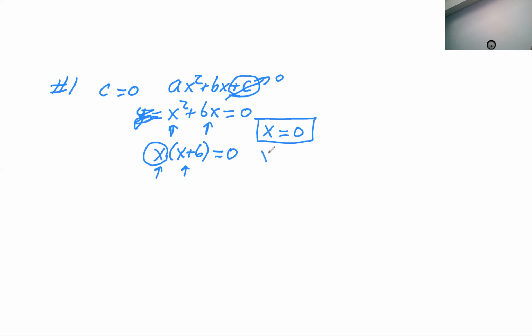The second solution would be x plus 6 equals 0. Bring the 6 to the other side, and that would be minus 6. So you can see that when you plug minus 6 into here, you get minus 6 plus 6 is 0. So that would be our second solution. So in this scenario number 1, you do get two unique real number solutions, x equals 0 and x equals minus 6.